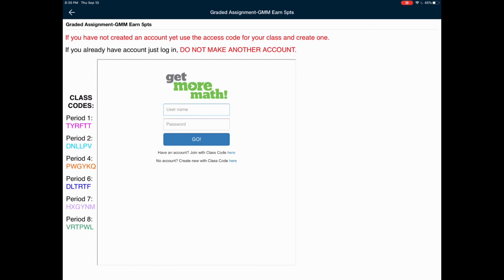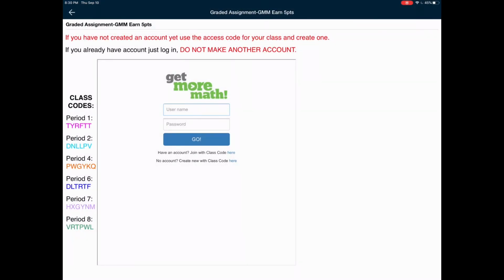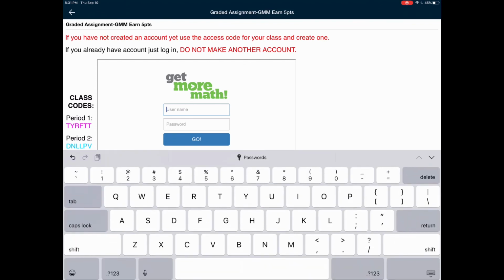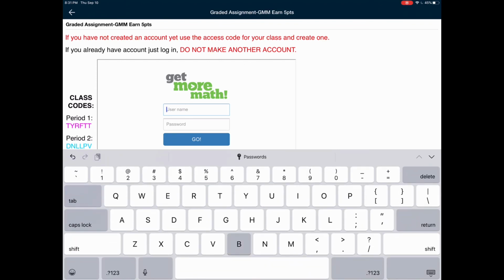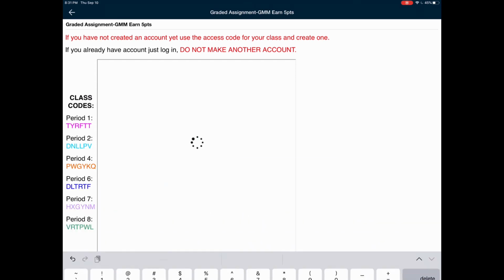The access codes are listed on the left side here. If you haven't created an account, you need to hit where it says no account, create new with class code, which is right here. And if you've already created one, please don't make another one, because there are accounts that have multiple names. Just log in with that account. Now I'm going to log in with a sample class and show you what it looks like.